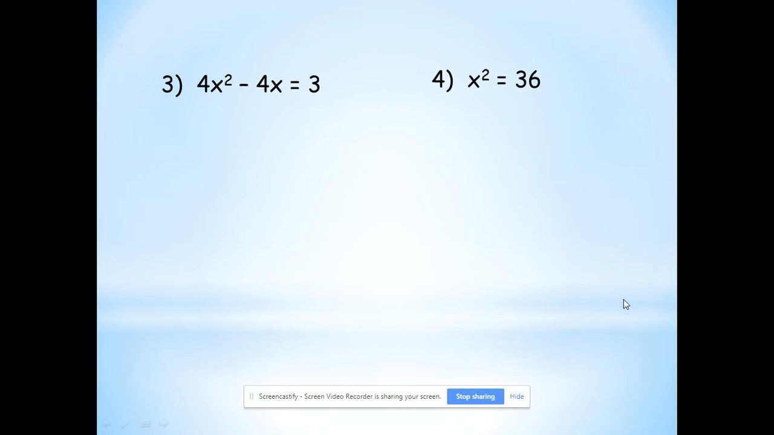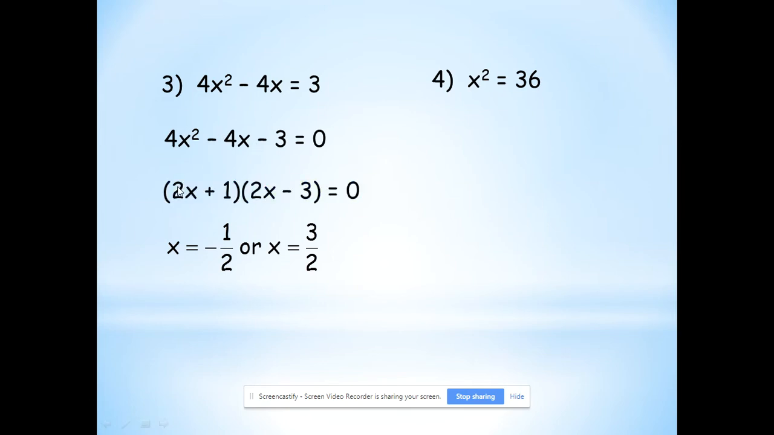All right, here are two more examples. On this first one here, in order to factor it, you need to set it equal to 0. So you're going to subtract the 3. Now you have to factor it. So 2x plus 1, 2x minus 3 equals 0. Then go ahead and use the zero product property rule in order to figure out what x is. Go ahead and try number 4 on your own. Pause the video.